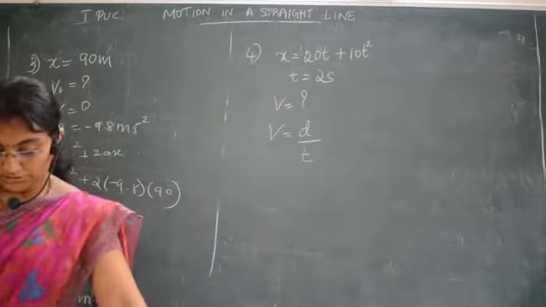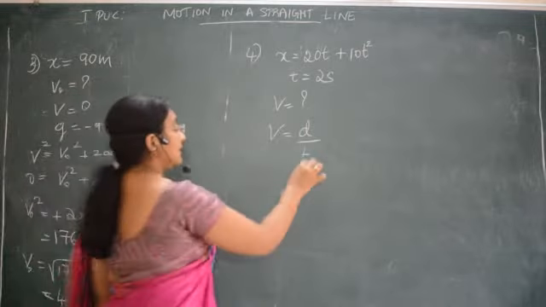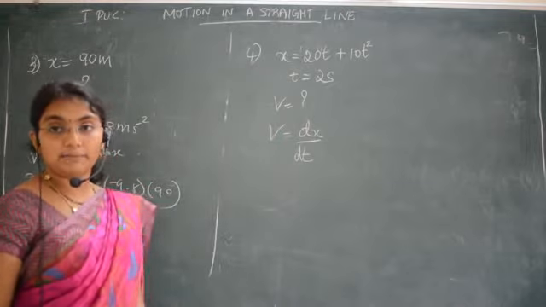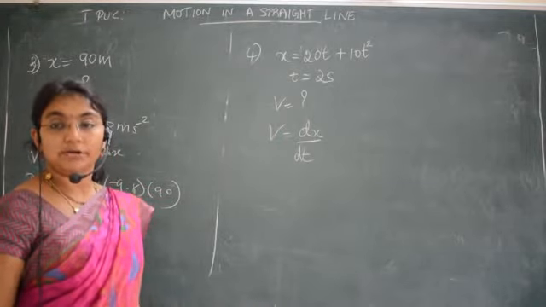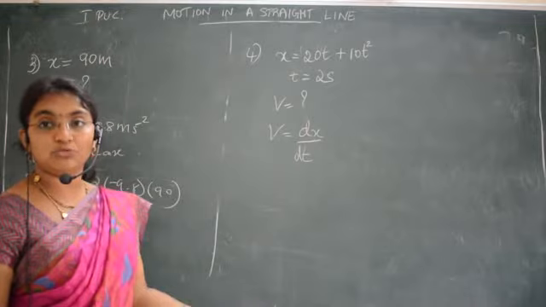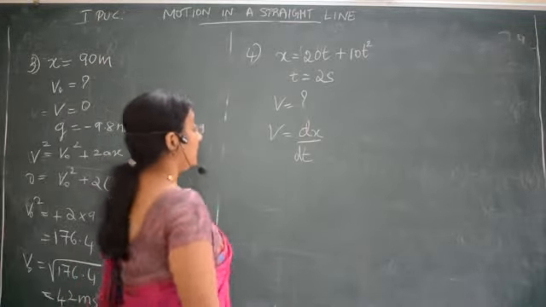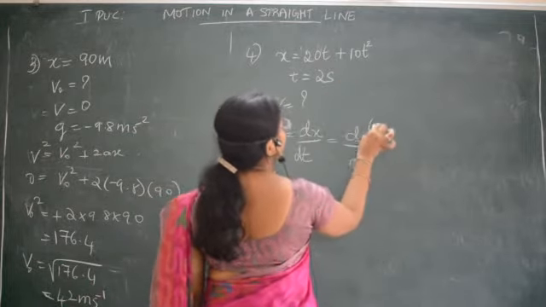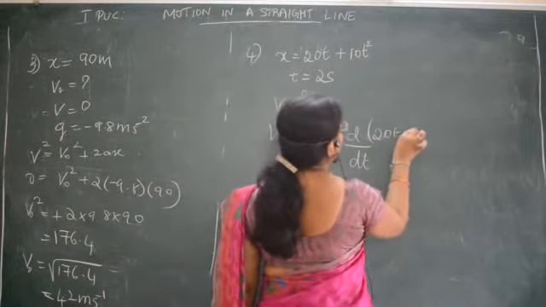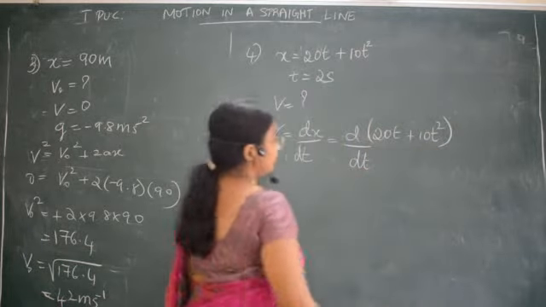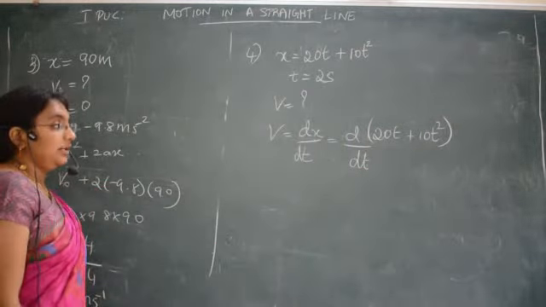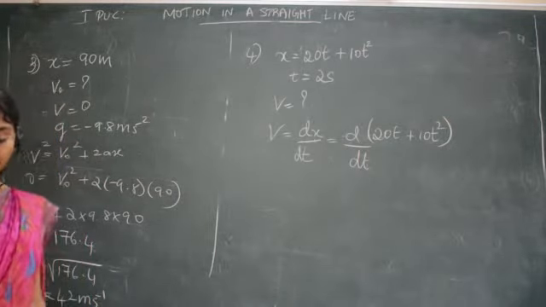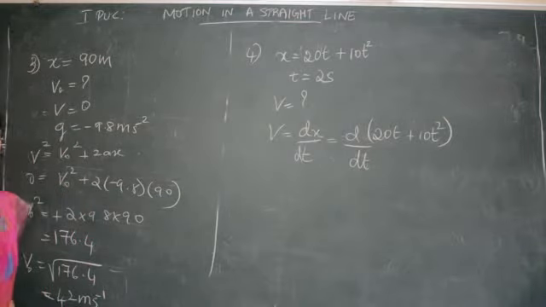Correct? So, can I write dx by dt in the form of differentiation? I know you have not completed differentiation, but I will teach you, because as the days move, that will come for you. Okay? So, d by dt of, in the place of x, you have to write 20t plus 10t square. Then how to differentiate it? Do you know how to take the differentiation?